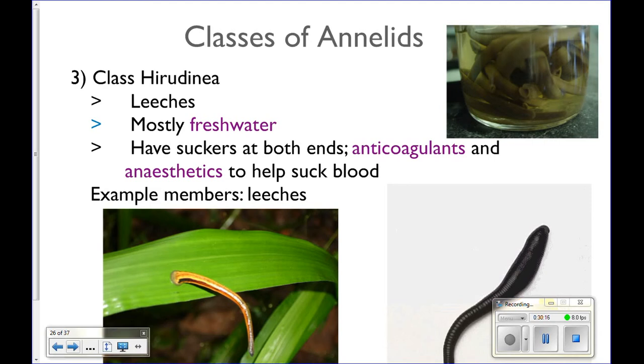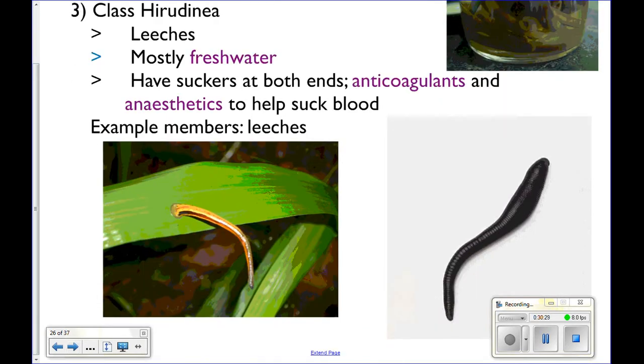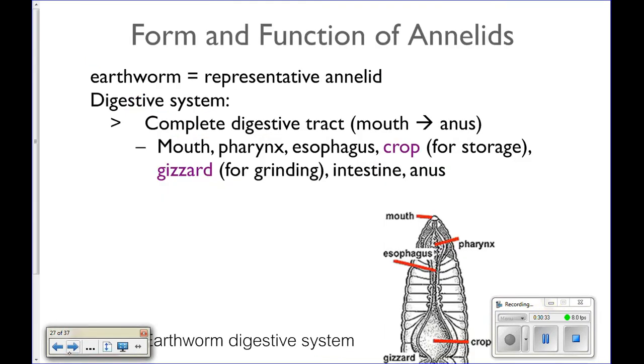Nowadays we use them because in certain kinds of swelling and stuff like that, they're actually helpful to get rid of some of the trapped blood. So yeah, they can be helpful. And they are parasites on some kinds of fish and stuff like that.